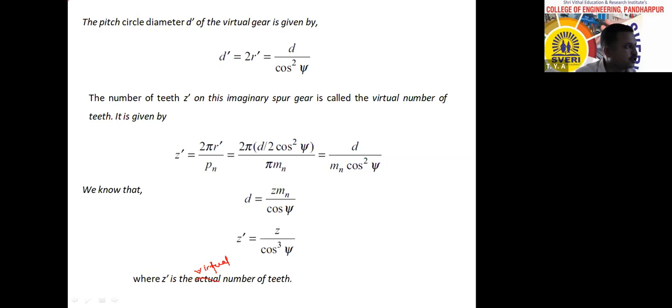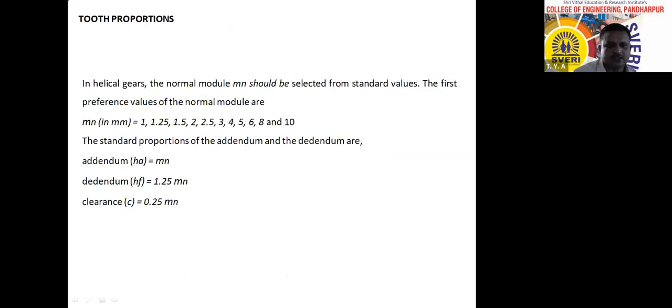Therefore, I think you have written the value. Now write down these tooth proportions. We have to use them while solving problems. These are the standard normal modules. In helical gears, the normal module Mn should be selected from standard values. The first preference values of the normal module are, write down these standard values in mm: 1, 1.25, 1.5, 2, 2.5, 3, 4, 5, 6, 8, and 10.